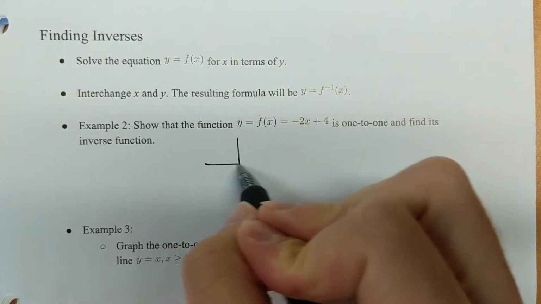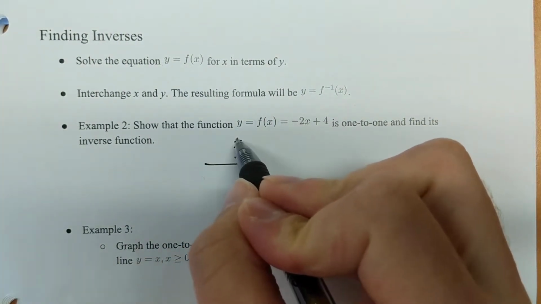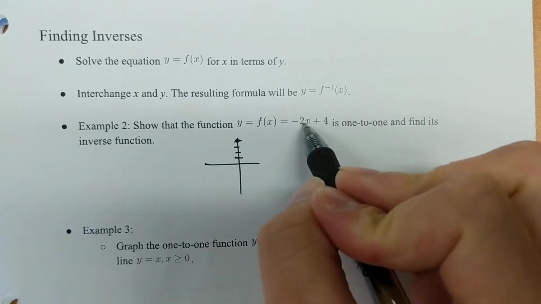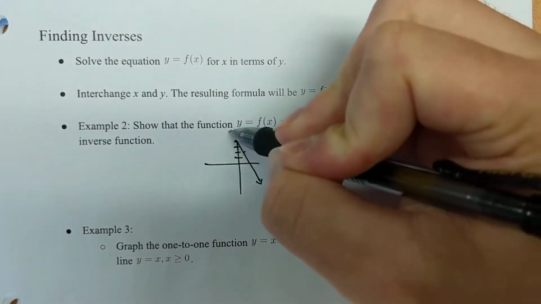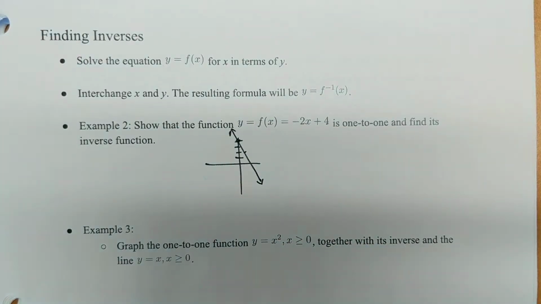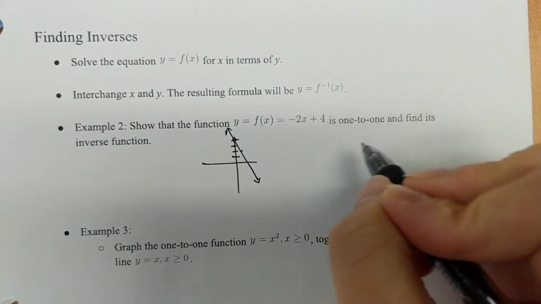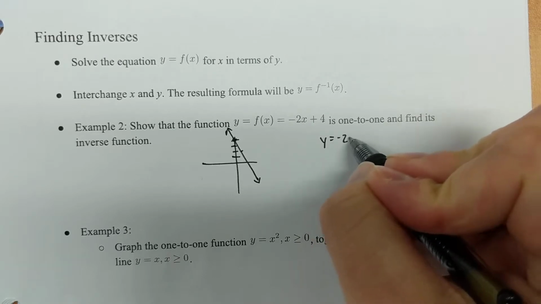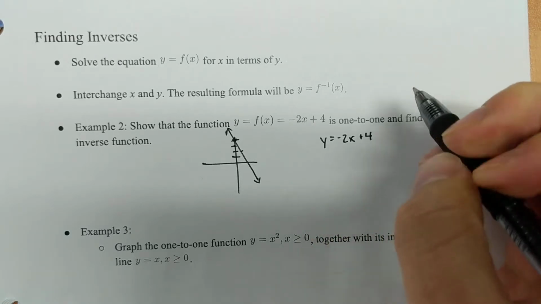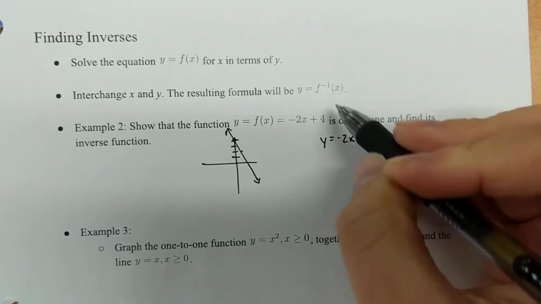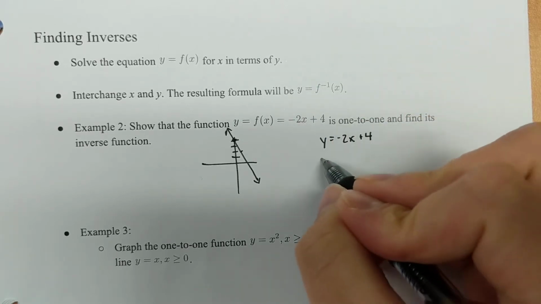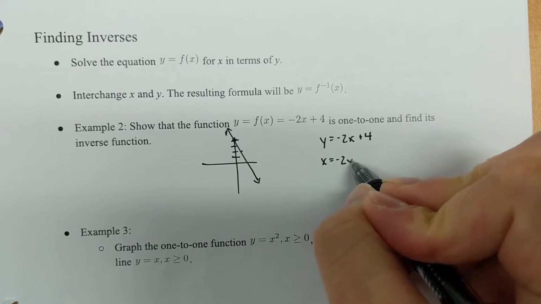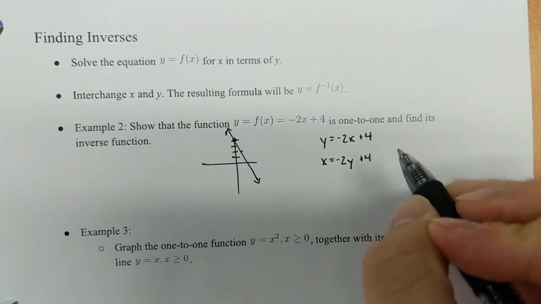So the first thing I need to do is I'll just draw 1, 2, 3, 4. That's the equation of a line that intercepts at 4 with a slope of negative 2. So there's my equation. So there is no horizontal line that touches more than once. So to find the inverse, you take your original equation. Now these two steps you can actually do in either order. I actually prefer to do the second step first, so switch the variables. And then you're going to resolve for y.